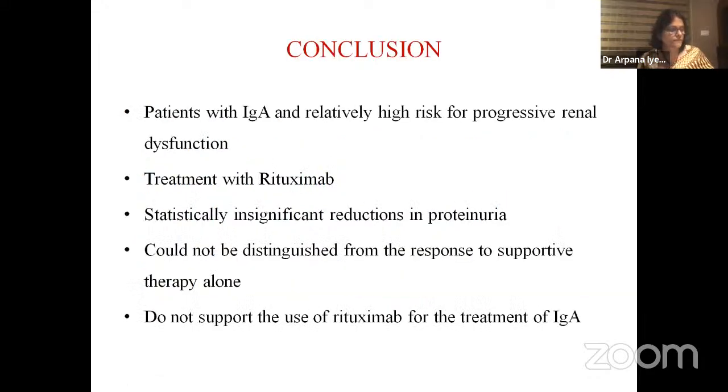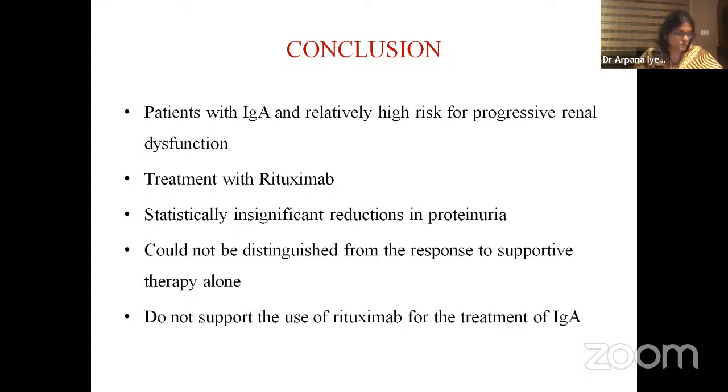So they concluded the study with the statement that patients with IgA and relatively high risk for progressive renal dysfunction, which they defined by proteinuria greater than 1 gram persistent even after RAS inhibition. So that is the population they treated with rituximab, and they stated that it is statistically insignificant even after rituximab for 12 months.